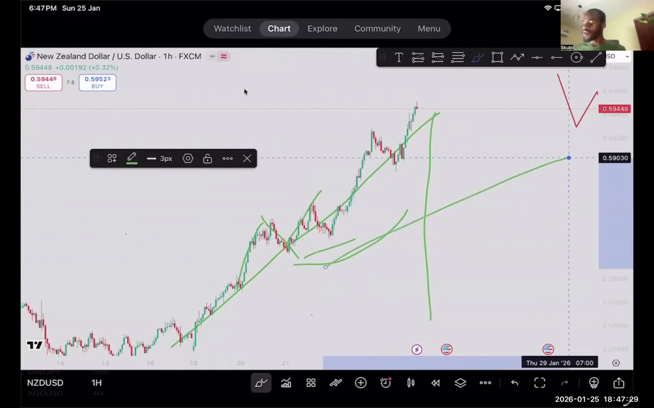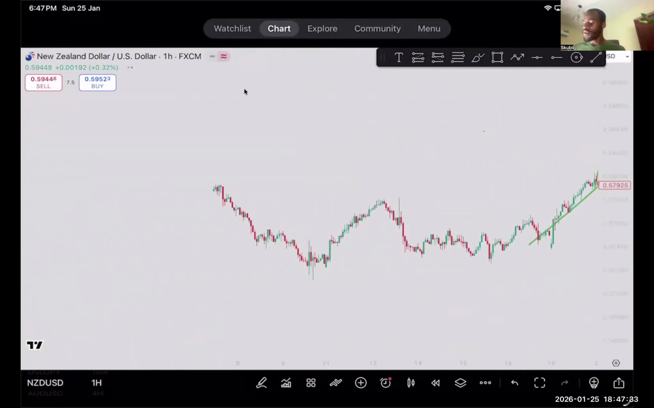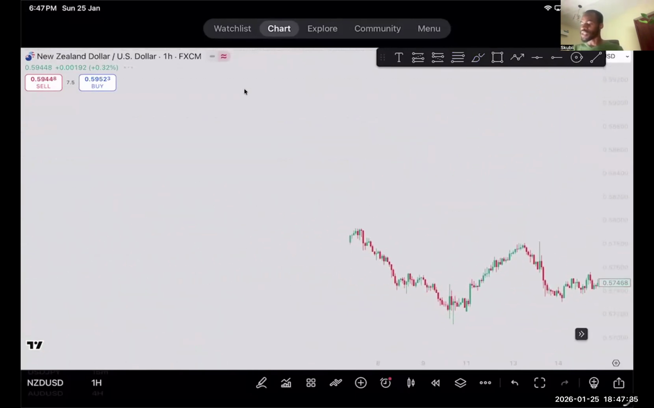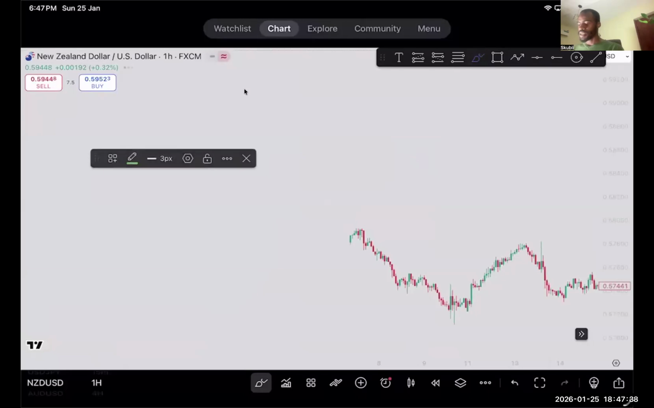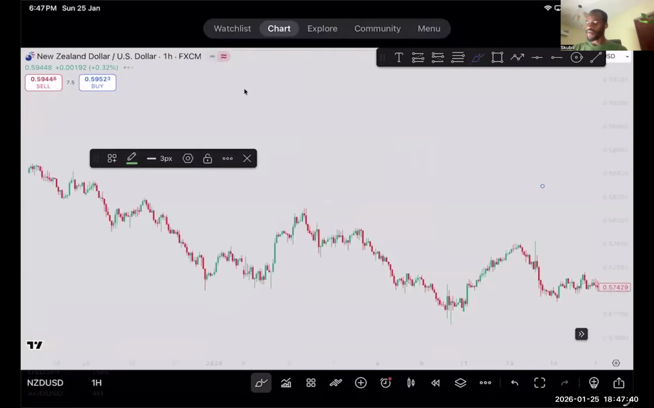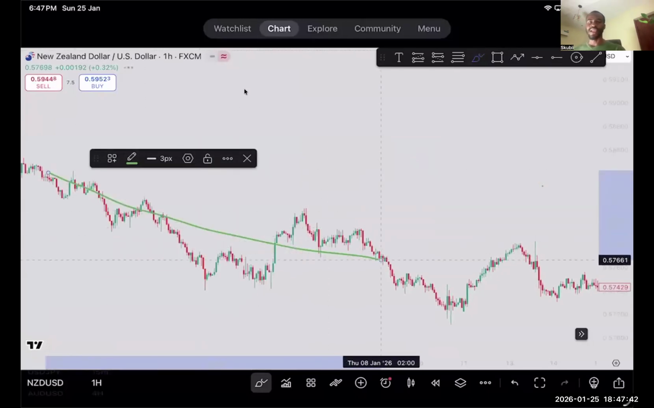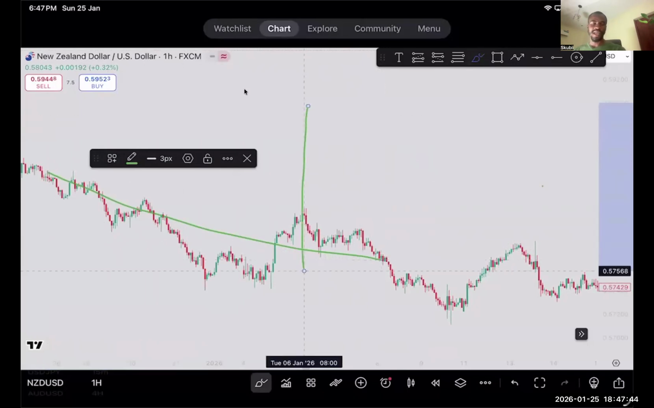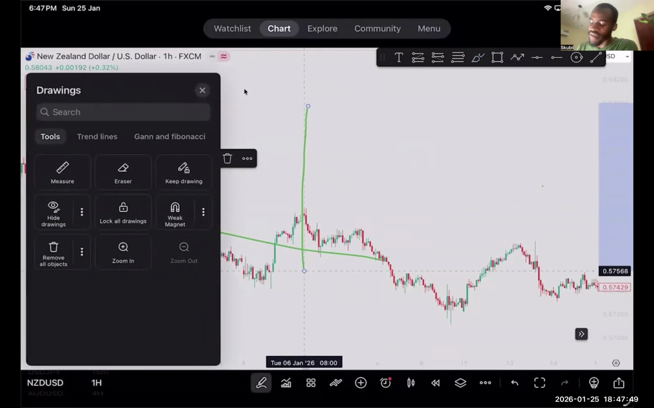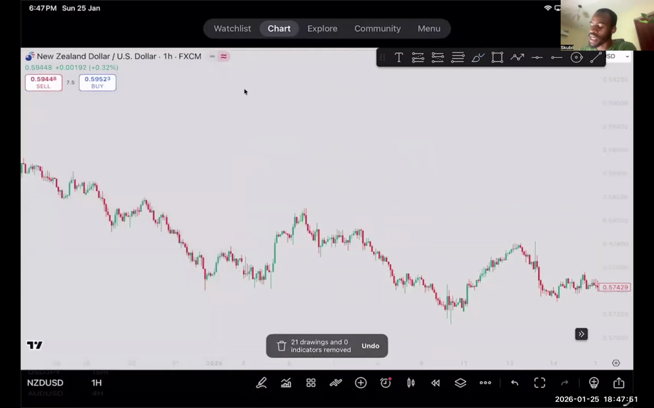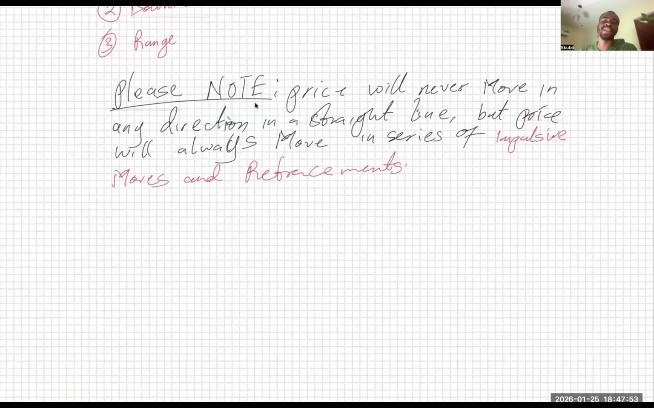If we look at this place here, price was pushing to the downside, but it did not just push down in a straight line. Are you guys getting the idea? It's very important for us as traders to understand that no matter the direction price is headed towards, price will never move in a straight line. But price will always move in series of impulsive moves and then retracements.